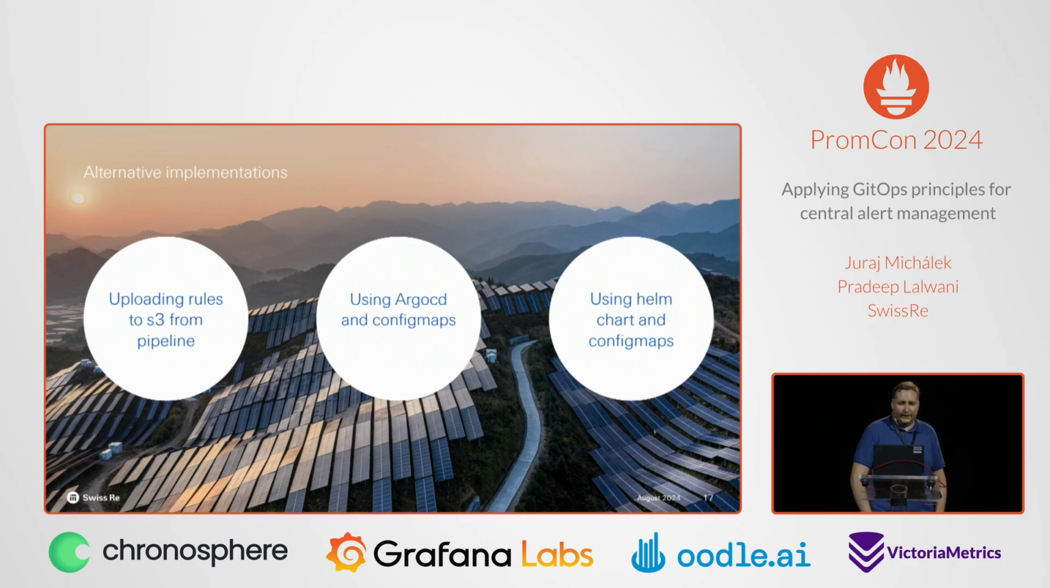We also considered using Argo CD and basically storing the alerts as config maps in Kubernetes. Argo CD is used within our company, but it is not yet used by our team, so that's why we didn't go with this approach. And there's also a third option, which could be building a Helm chart with all the alert files and deploying them again as config maps into the Kubernetes cluster. But there you can run into limitations around the Helm charts, which is the maximum size of the Helm chart. So that's why we also didn't choose to go that way.